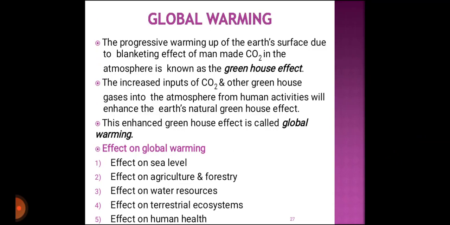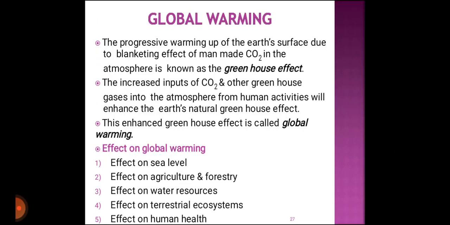The increased input of carbon dioxide and other greenhouse gases into the atmosphere from human activities enhances the earth's natural greenhouse effect. This enhanced greenhouse effect is called global warming. What are the various effects of global warming? It raises the sea level, affects agriculture and forestry activities, water resources, and terrestrial ecosystems. Terrestrial means land-related ecosystems.